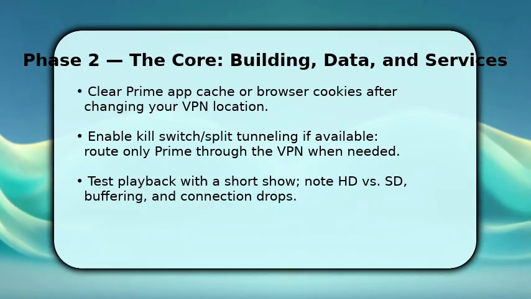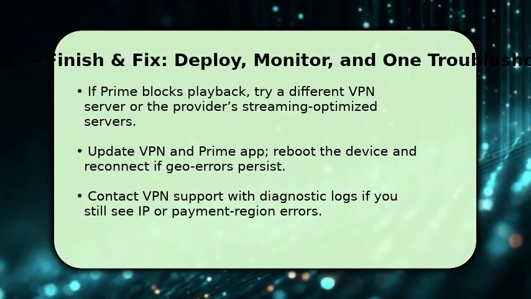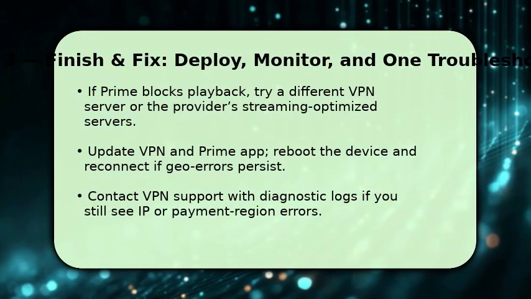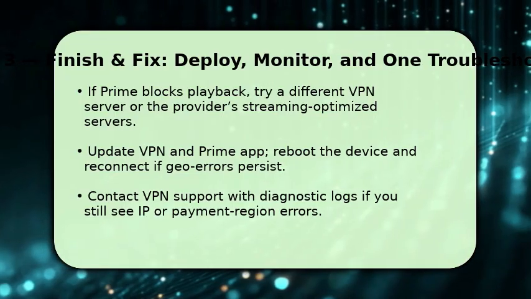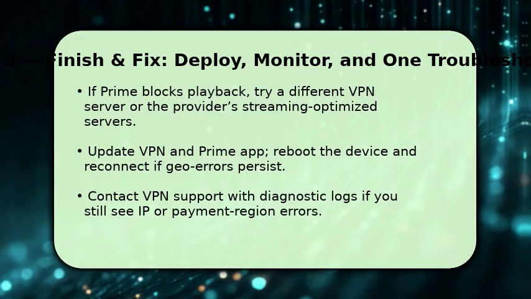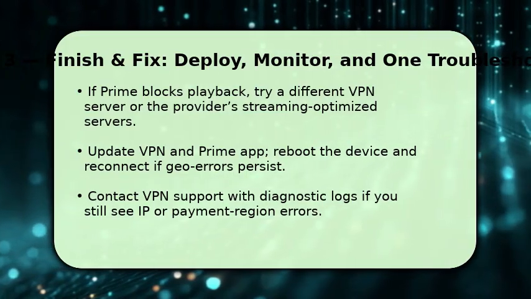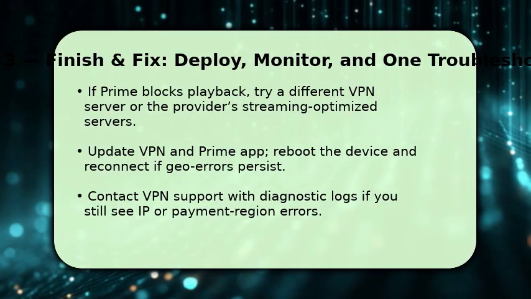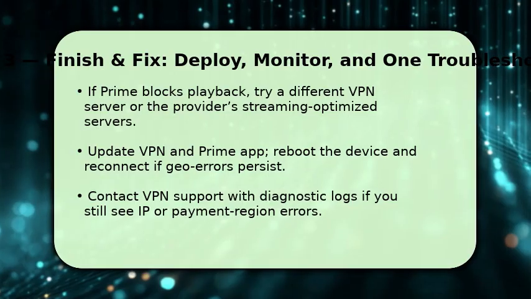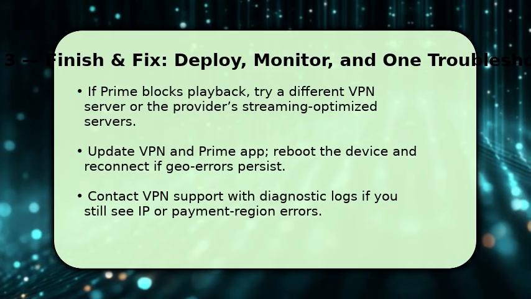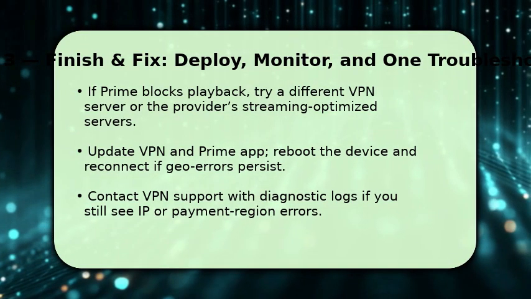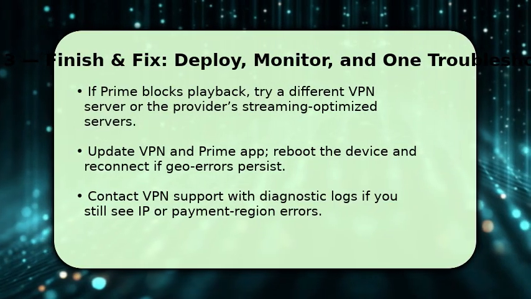If Prime blocks content, switch servers or use a VPN's streaming-optimized option because providers rotate IP pools. Make sure both the VPN app and Prime are updated, then reboot the device and reconnect to eliminate stray caches. If problems continue, capture error messages and contact your VPN's support with logs. This helps them identify blacklisted IPs.